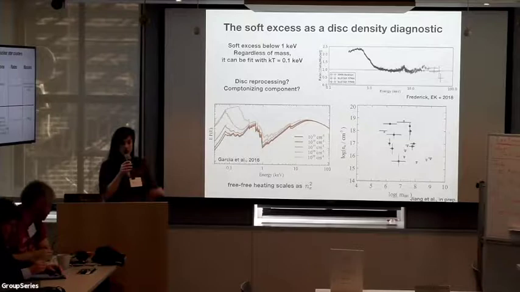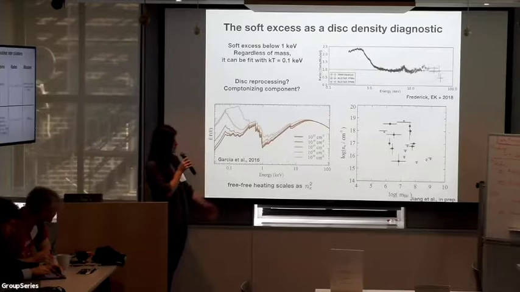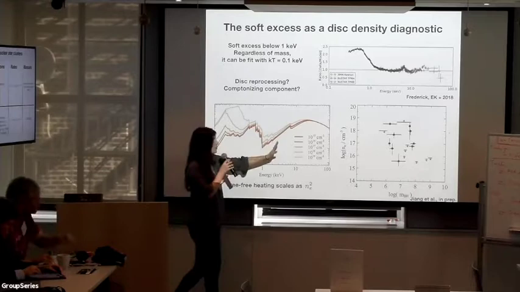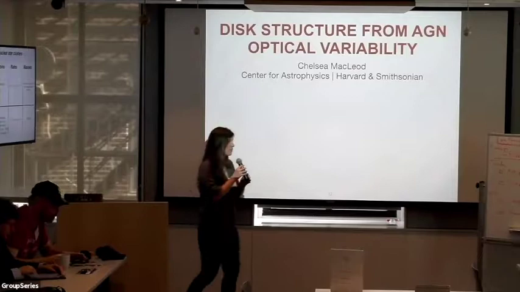And Jiachen Zheng is currently working on a paper compiling these results, fitting the soft excess with these new high-density models, and is finding a range of densities. So this could be a new indicator of disk density. And now I'll turn it over to Chelsea, who will go into more details on reverberation mapping.